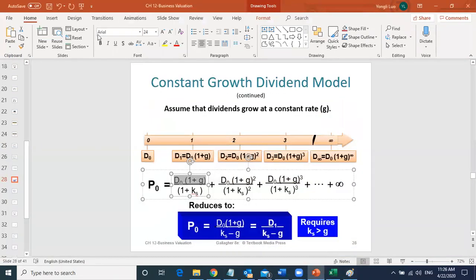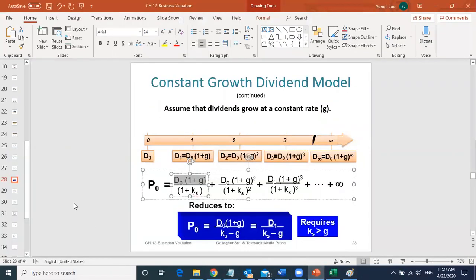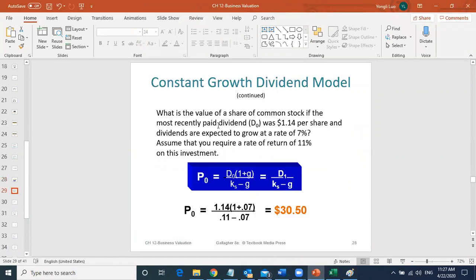Okay, so we have this dividend growth model. Now we use this example. What is the value of a share of common stock if the most recent paid dividend was $1.14 per share, and the dividend is expected to grow at a rate of 7%? Assume that the required rate of return is 11%. What will be the price?